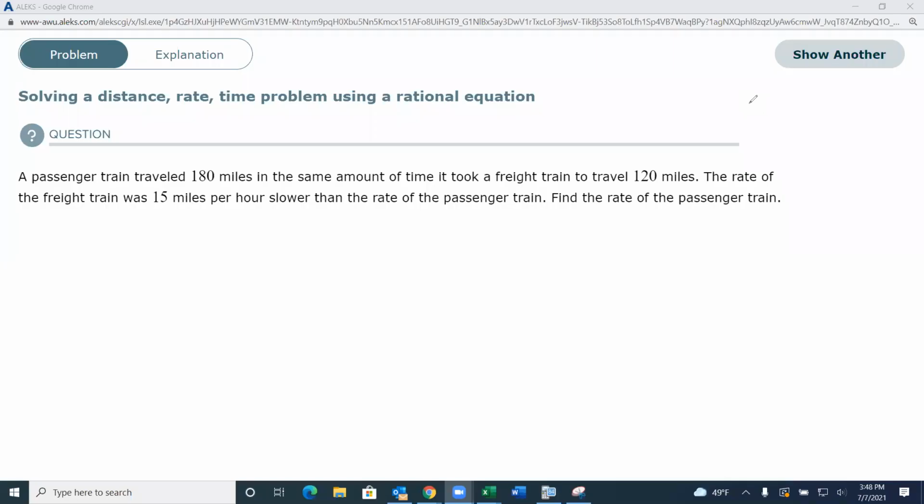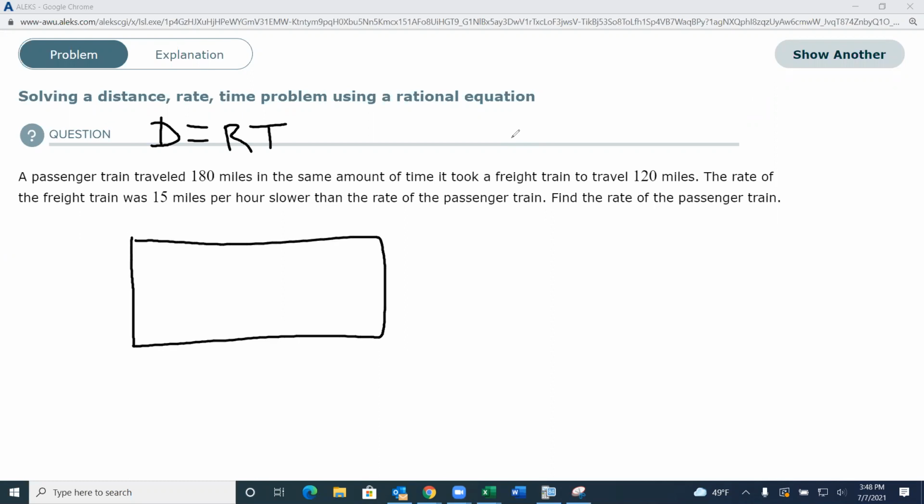Okay, so now we have another rate times time equals distance problem. Whenever we see that, then we know we want to use the dirt equation. Distance equals rate times time. On these problems, you always have 2 scenarios. So distance, rate, time. We always have 2 scenarios.